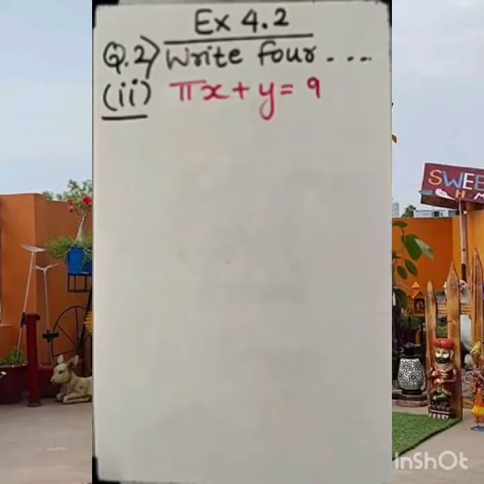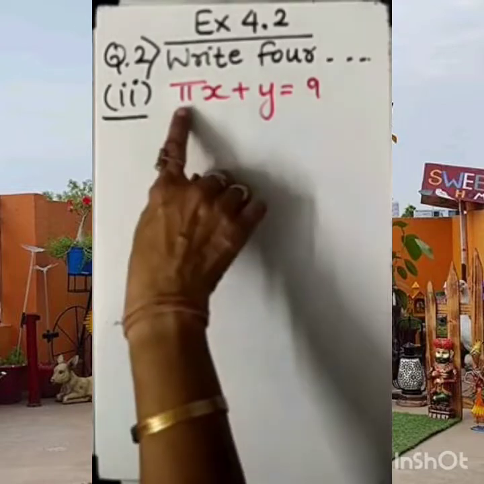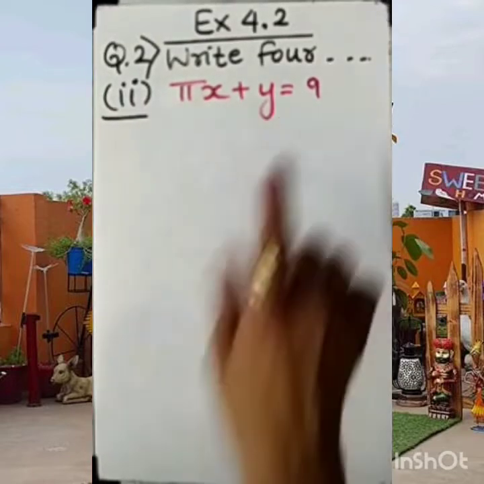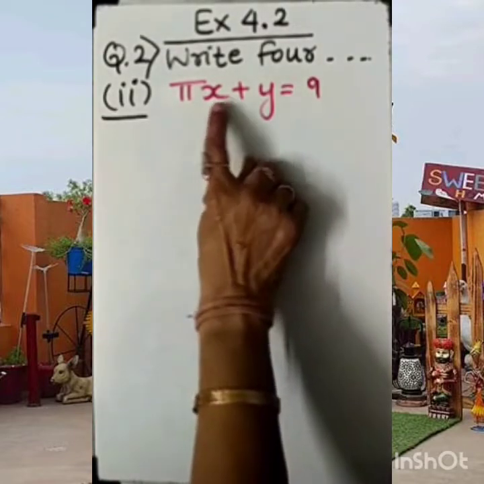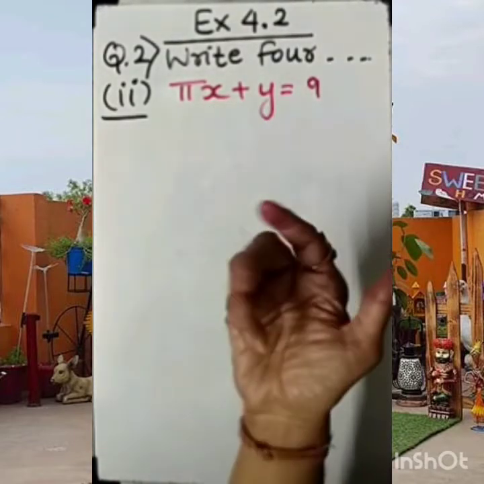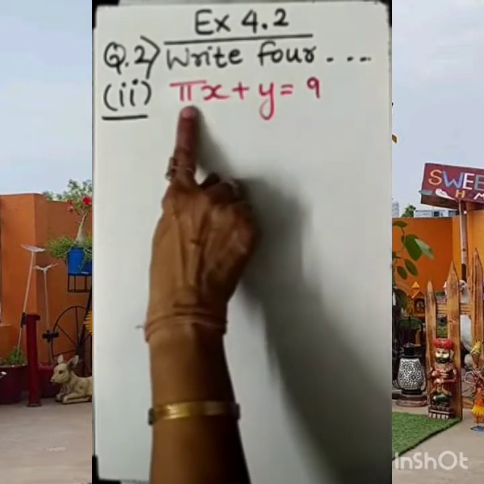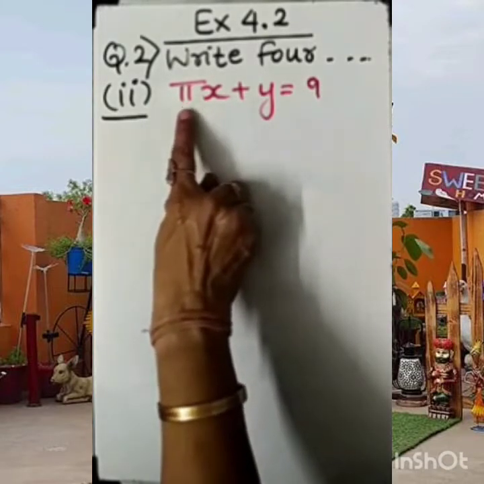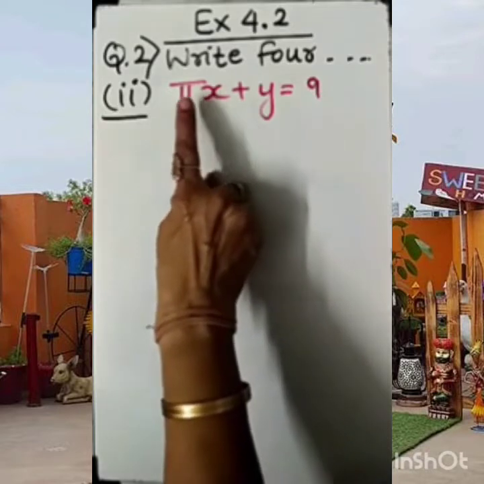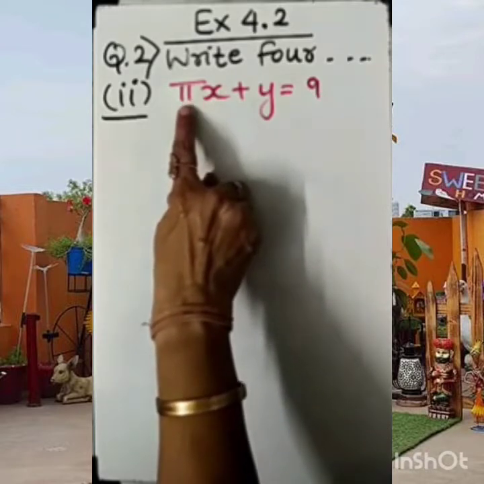So exercise 4.2, question number 2. The second part is on your screen, dear student: pi x plus y equal to 9. Here pi x plus y equal to 9 is given. So the unknown variables are x and y. Then the question in your mind will be, what about this pi? Consider this pi as an irrational number. It is actually the coefficient of x, so it is an irrational number.